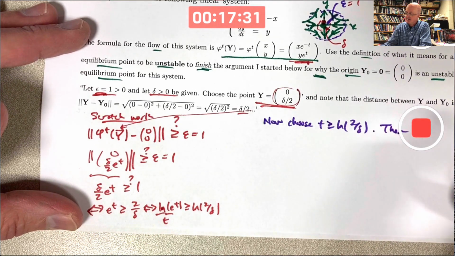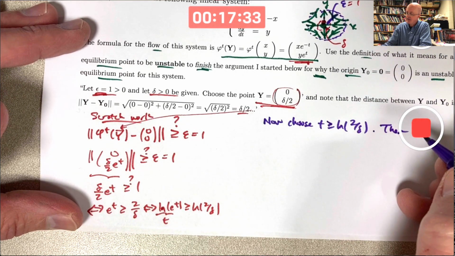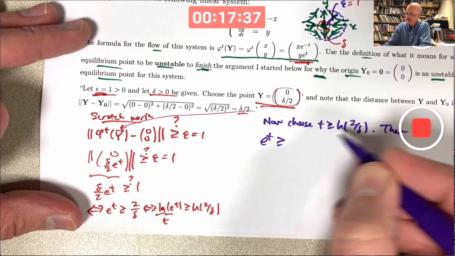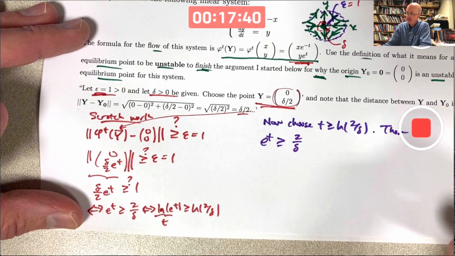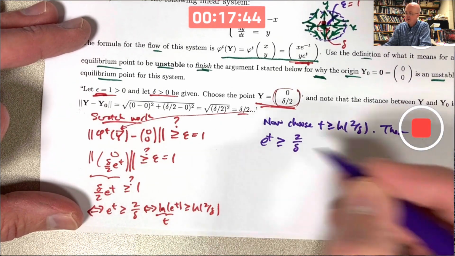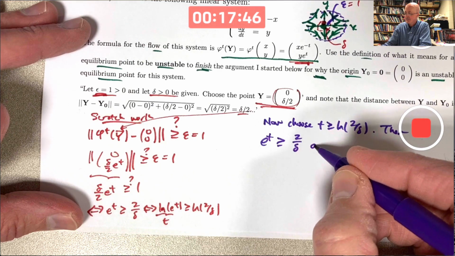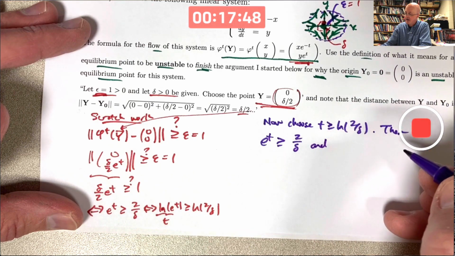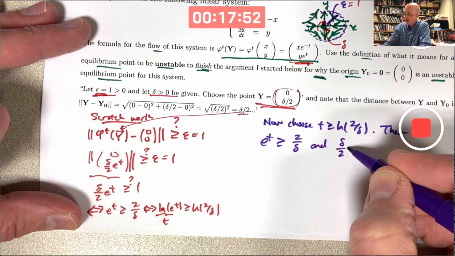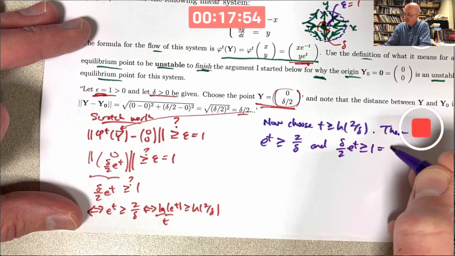Technically, proof should be written in sentences. I'm going to exponentiate both sides. You can say e to the t is greater than or equal to e to this thing, which is 2 over delta. E to the t is also an increasing function, so the inequality doesn't change direction. And multiply both sides by delta over 2. Delta over 2 times e to the t is greater than or equal to 1, which is the epsilon.